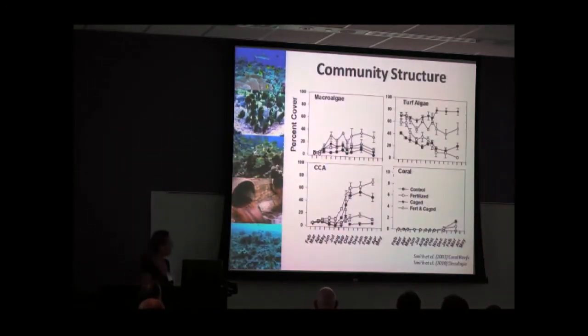We can look at the actual data. The triangles are the herbivore exclusion treatments, and we can see turf algae dominating in those two herbivore removal treatments.